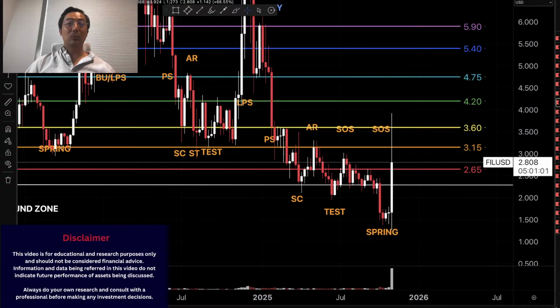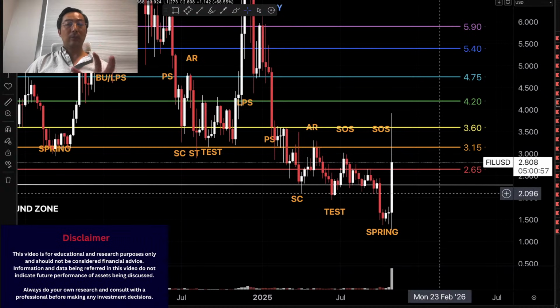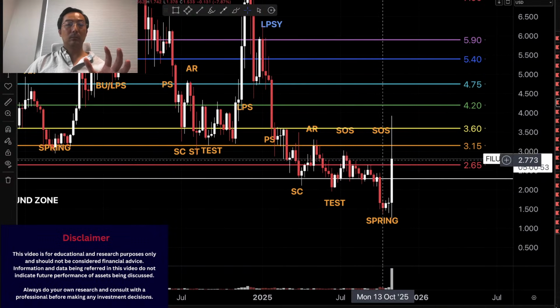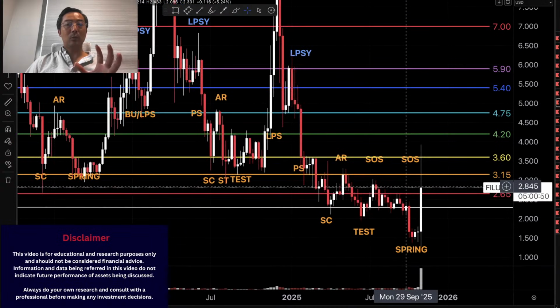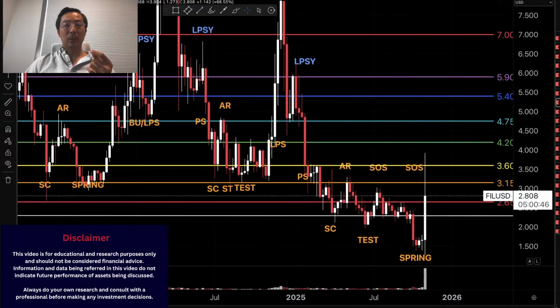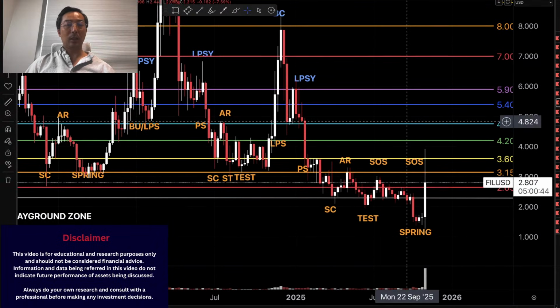So let's start with the weekly chart of Filecoin. I've just put in some key levels and also the Wyckoff tags for Filecoin on the weekly chart. When we get to the daily chart, we'll have to adjust the Wyckoff tags over there.